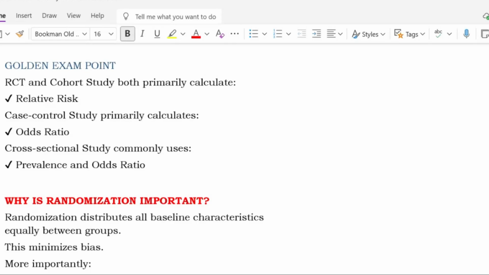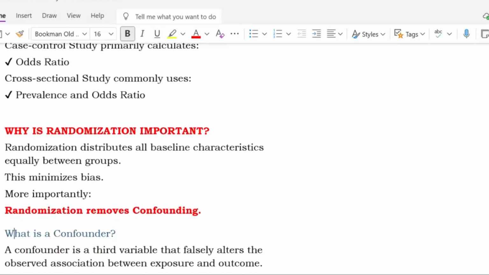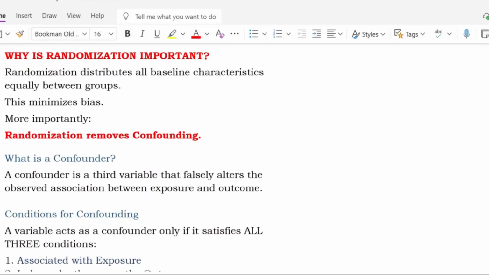Okay, so why is randomization important? Randomization distributes all baseline characteristics equally between the groups. You may have 2 groups, 3 groups, whatever, but randomization will distribute all the baseline characteristics equally between the groups. So this minimizes the bias, and more importantly, randomization removes the confounding. This can also be asked in the SBA: how will you remove the confounding? It is the randomization that removes the confounding.